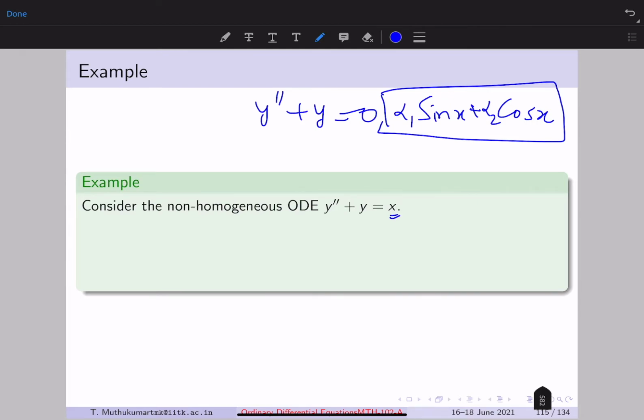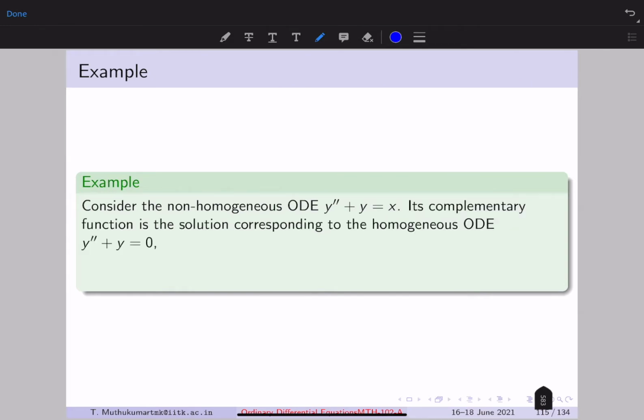Okay. So what is the idea? What is the theorem telling you? What is the algorithm to solve this? First you look at the corresponding homogeneous equation, which is this, right? Its complementary function is the solution of the corresponding homogeneous equation, which is the linear combination of sine and cos. So this is your null space.